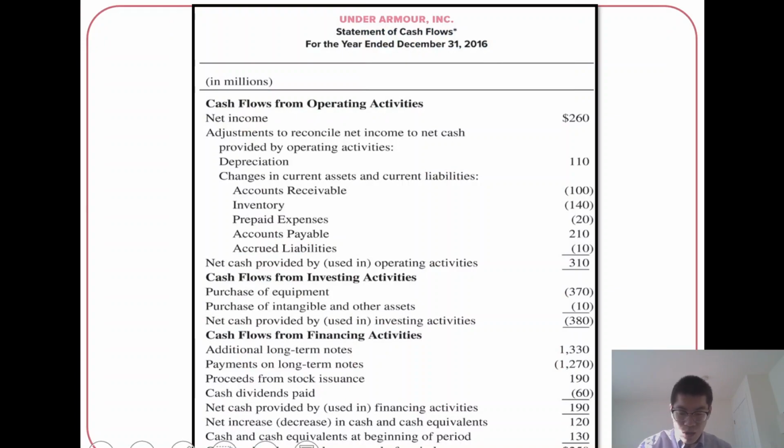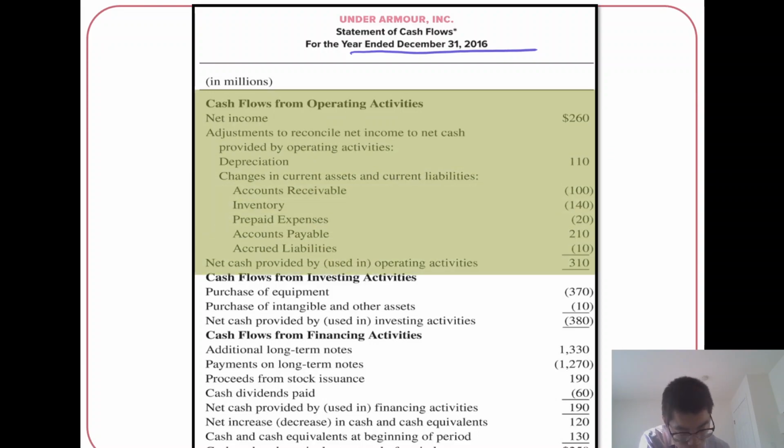All right, so here is the Under Armour statement of cash flows for the year ended 2016. We start with the section called operating activities, and this is the indirect method for preparing the statement of cash flows. The title is cash flows from operating activities, and it starts with net income. Net income and adjustments to reconcile net income to net cash provided by operating activities.